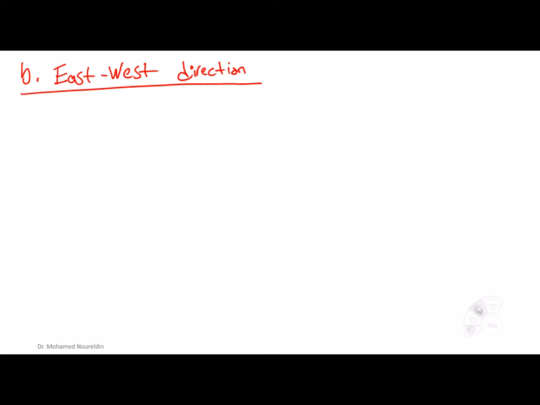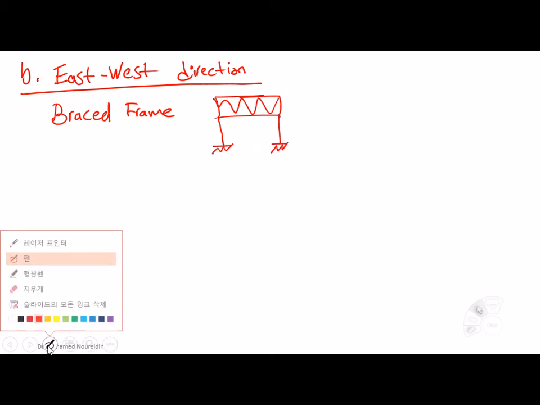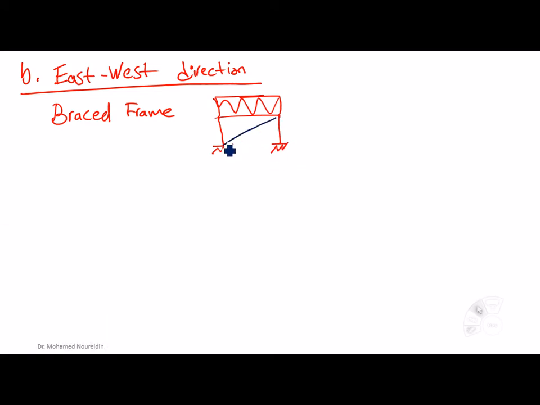And in the east-west direction, we said that we are dealing with a braced frame, right? So we are dealing with the braced frame. Actually, we have two systems here. So this is our main system that we have here. We have cross bracing here. So this system is equivalent to two different systems.